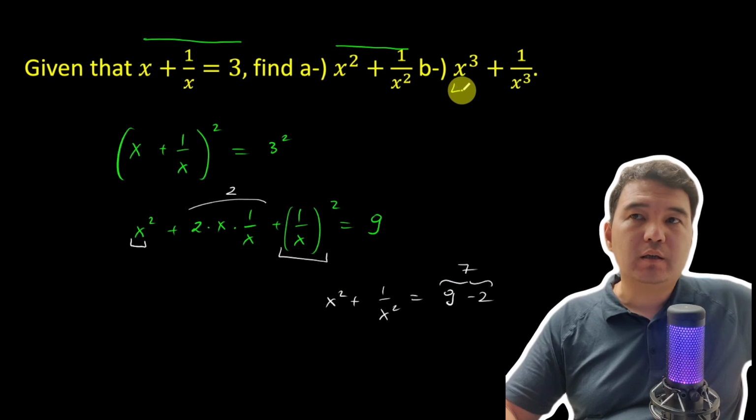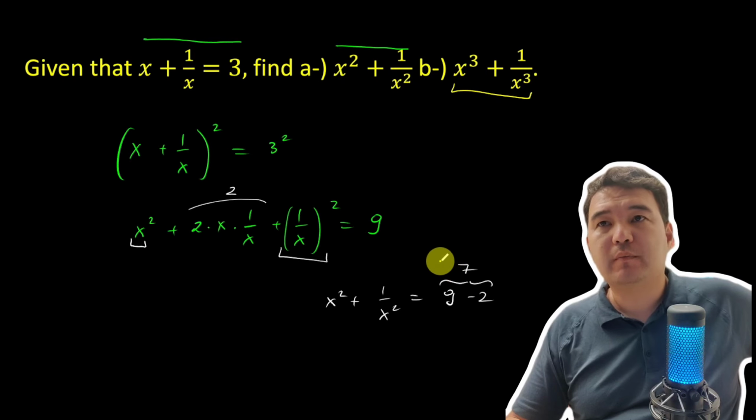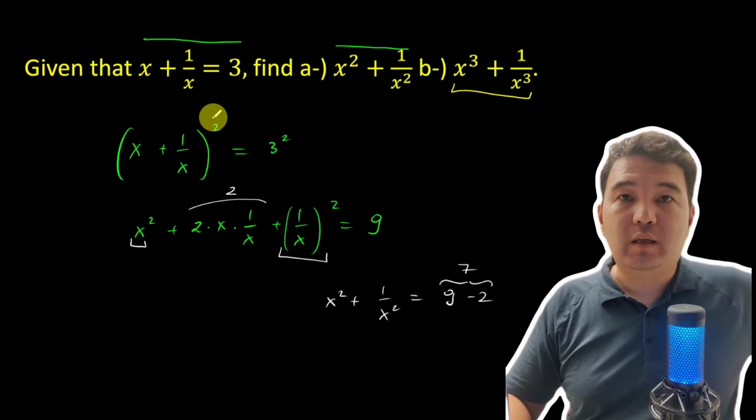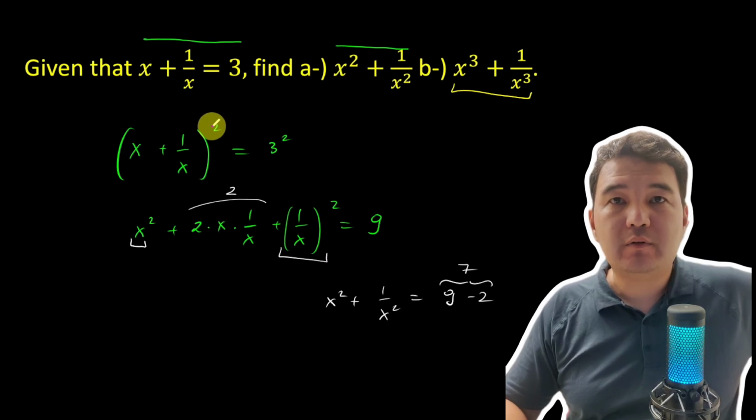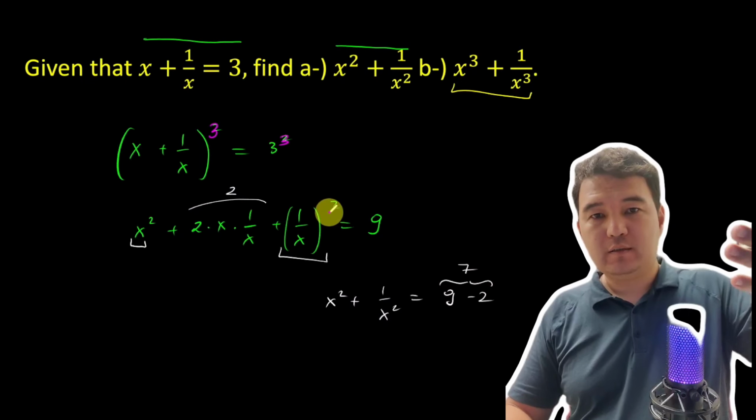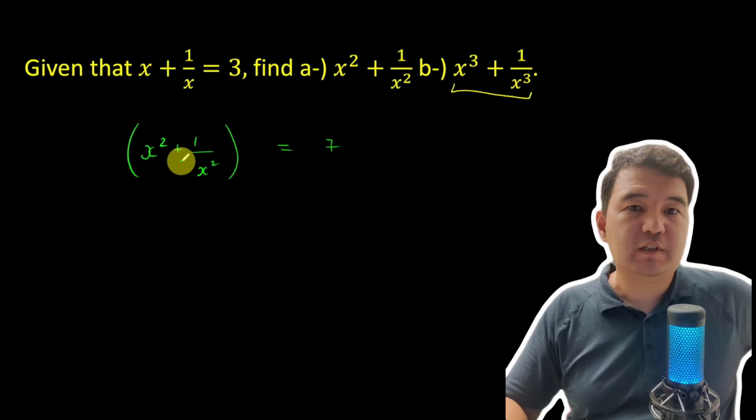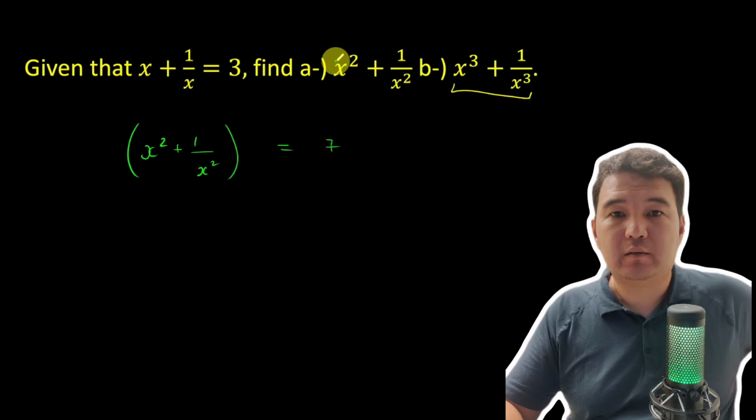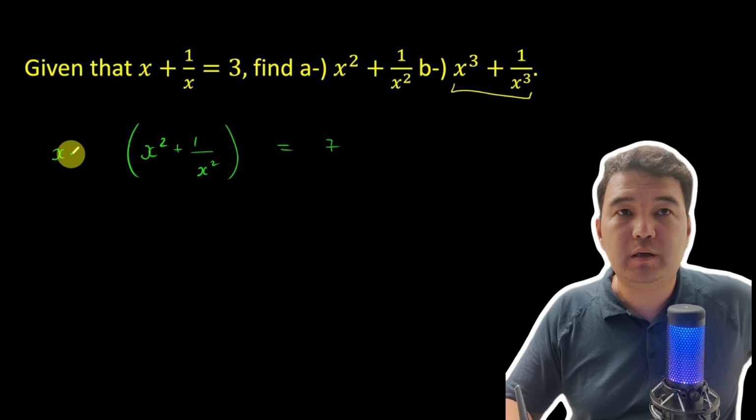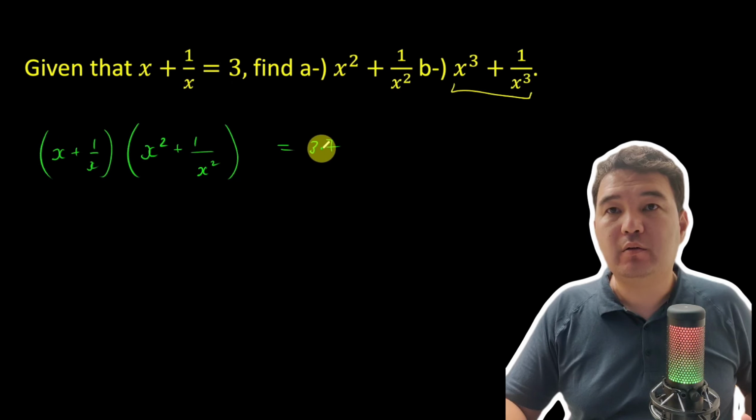How about x³ plus 1 over x³? How do we find x³ plus 1 over x³? One way is to take the cube of this expression on both sides, as we did for the square. You can do that. But another way is the following. Just take this expression from part A and multiply this by this equation. So multiply it by x plus 1 over x on the left and by 3 on the right.